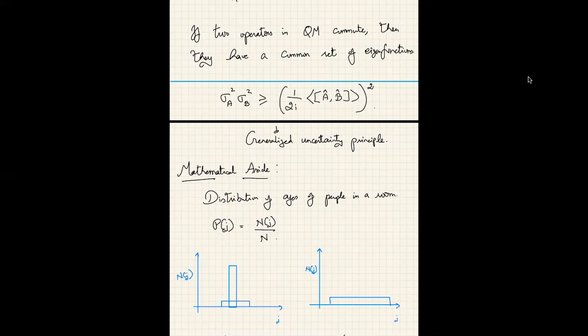So this is the basic import of the uncertainty principle, particularly as applied to the X and P operators. But this is not the only set of operators. There are also other operators that share this uncertainty principle. As long as the commutator of the two operators is not zero, this law holds true. So for this lecture, we will stop here.